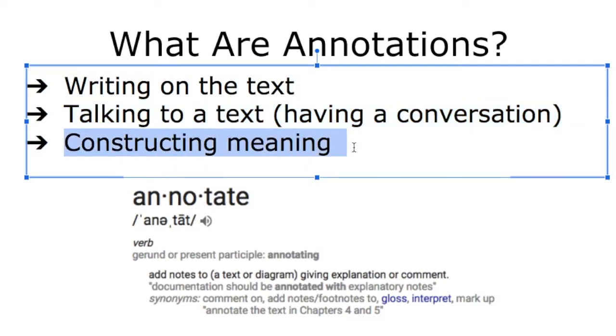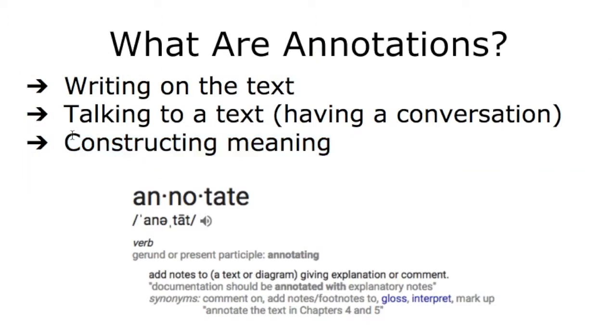Annotations help us construct meaning, to figure out, sometimes if it's a difficult text to understand, what the text means, but also shaping our own interpretation or understandings or beliefs about the text. So for these 3 reasons, I think annotations are really important. But we might be asking ourselves, why should we annotate a text?